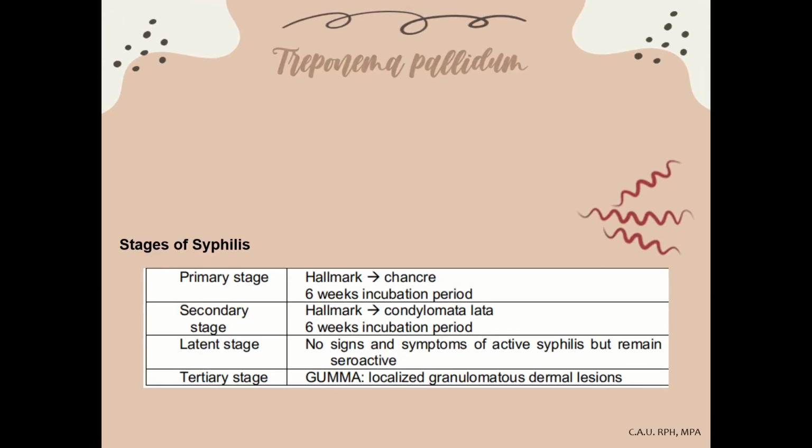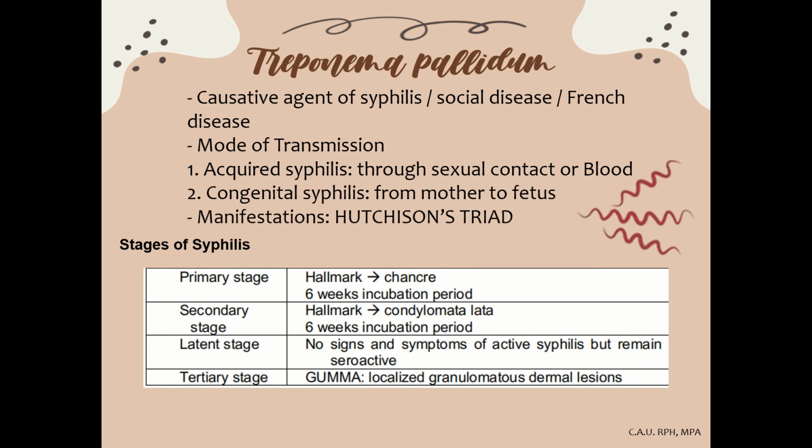T. pallidum is a causative agent of syphilis and has two modes of transmission. Acquired syphilis is sexually transmitted or spread through contact with blood, while congenital syphilis is transmitted from mother to fetus. So when a pregnant mother has syphilis, there is a high chance that the fetus will contract the bacteria and may also have syphilis.